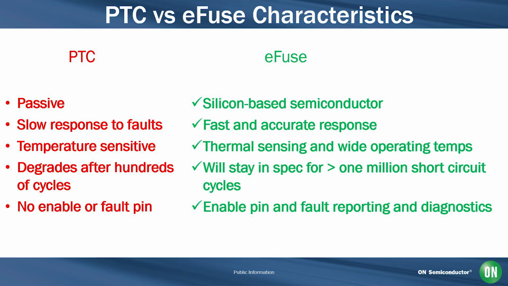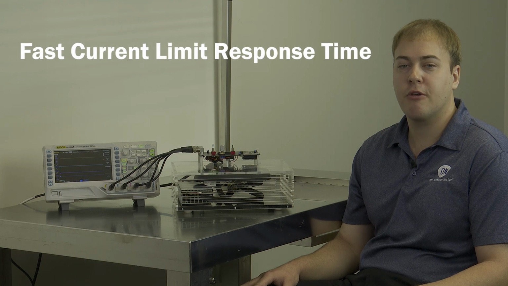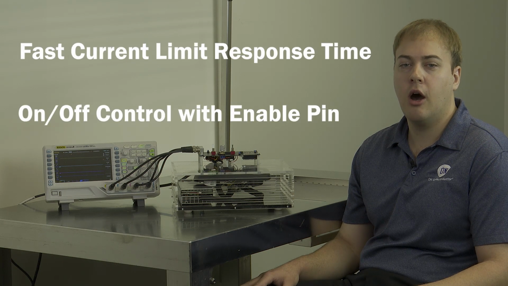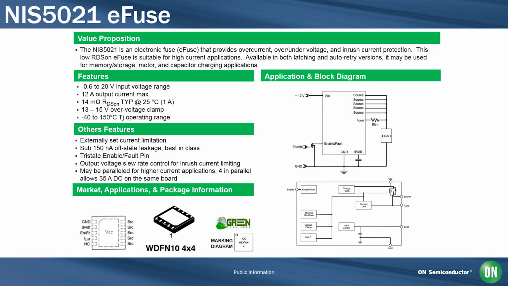Today I'll be covering the comparison of an eFuse to a PTC, as well as a short demonstration of the eFuse features. An eFuse is an integrated circuit with many features, and a PTC is a special type of resistor which has a positive temperature coefficient. Two important eFuse features are that they provide a fast current limit response time and on-off control with their enable pin. In this demo, I will show the eFuse responding to short circuits and providing PWM dimming for an LED circuit. The eFuse shown here today is the NIS 5021, a new 12 volt, 12 amp eFuse.